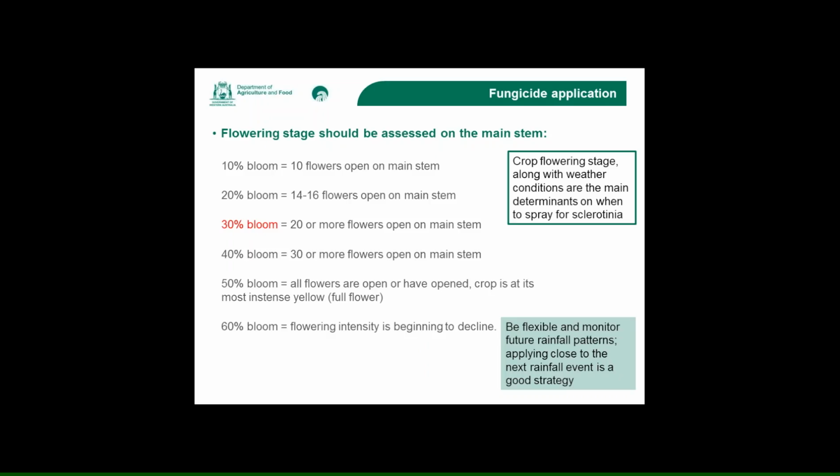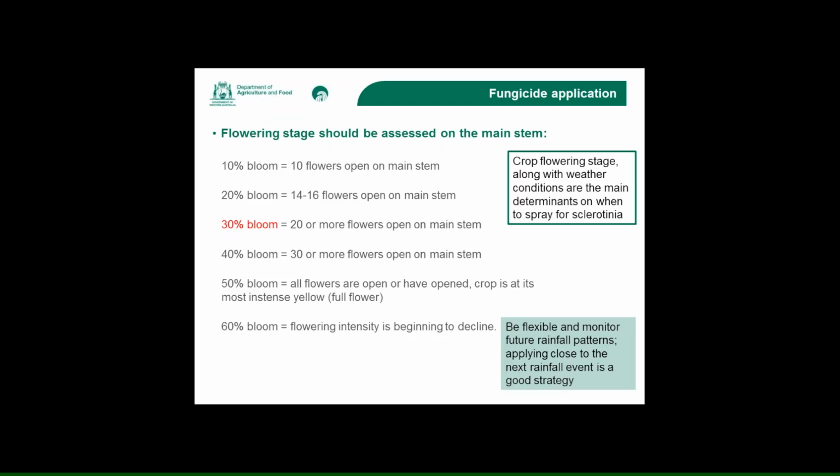So just to make sure we're all on the same page, the flowering stage is assessed by looking at the main stem. TAFWA work has found that on average 30% bloom in most years is the best time to apply fungicide. Now obviously it's good to be flexible and monitor future rainfall patterns, so if it hasn't rained much before 30% bloom, then it might be worthwhile putting it off until it does rain. Some years we find around 50% bloom is the better time to put it on, because it hasn't rained much until that point and the disease isn't likely to get going.